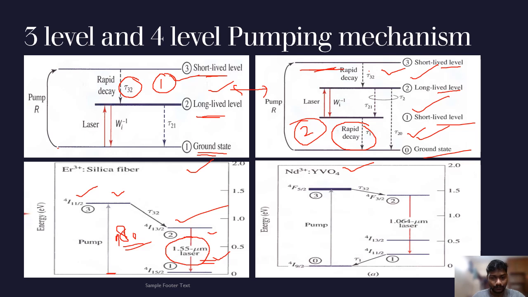The example of a 4-level laser is the Nd:YVO4 laser. The pump is from 4I9/2 to 4F5/2, then a non-radiative decay to 4F3/2, and these two levels are very close, so we can treat them as one. The lasing gives the 1.064 micrometer laser. So this is the difference between the 3-level and 4-level mechanisms.